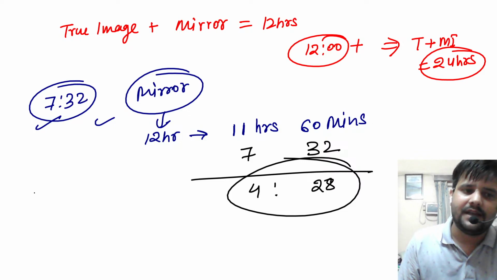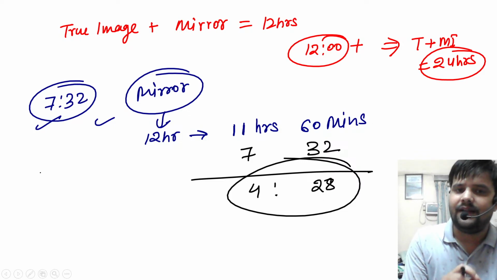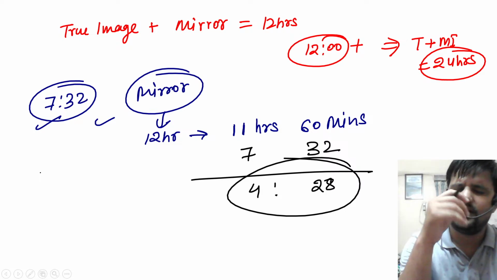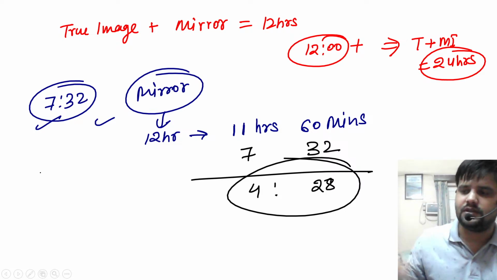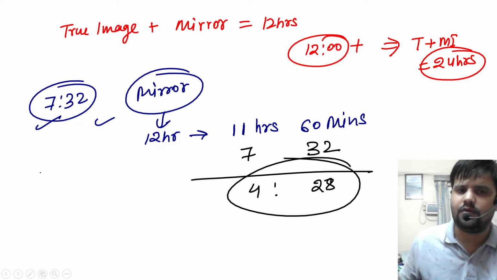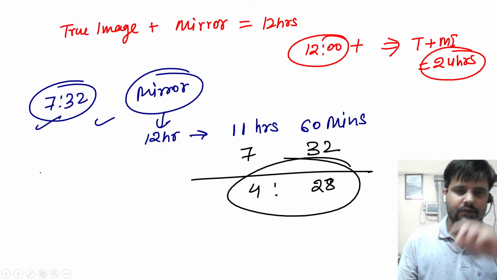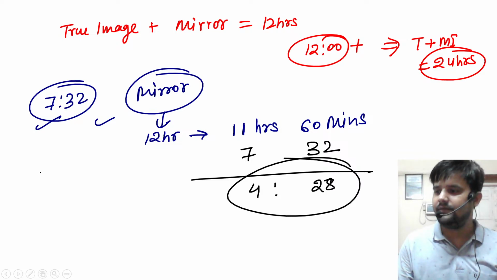If they give you the mirror image and ask about the true image, the method to arrive at the answer remains the same for both questions, whether they ask you mirror image or true image. Now I'm giving you some questions, just answer them. If you answer them correctly, I'll jump to the next type directly.